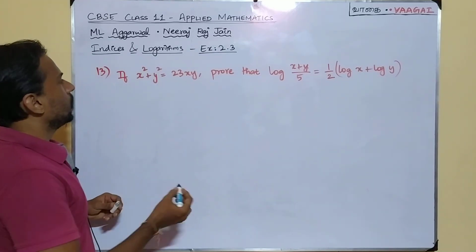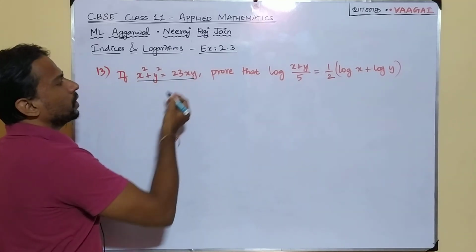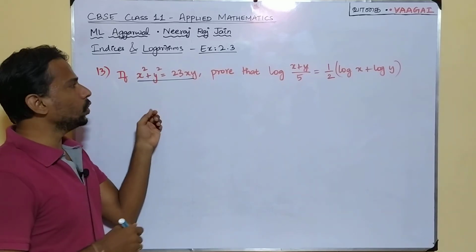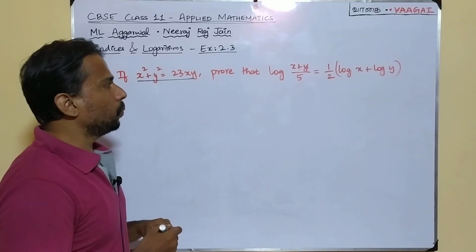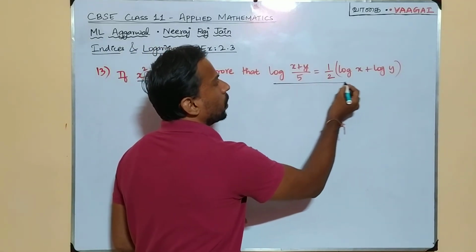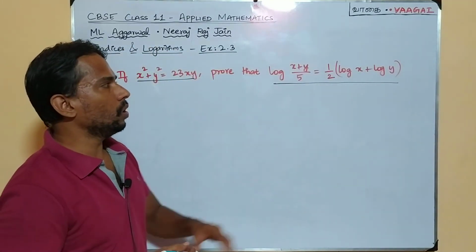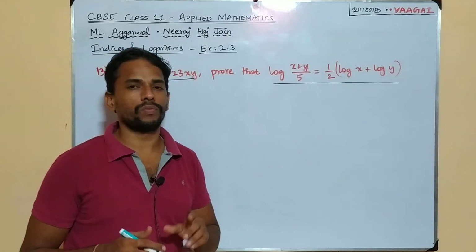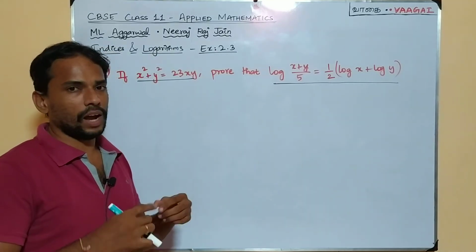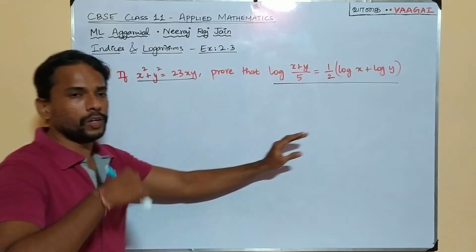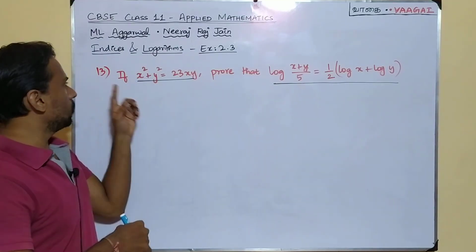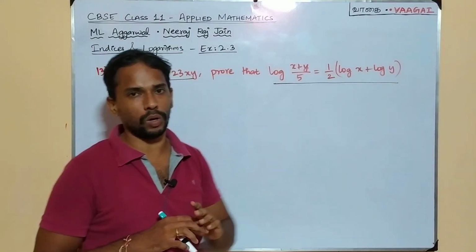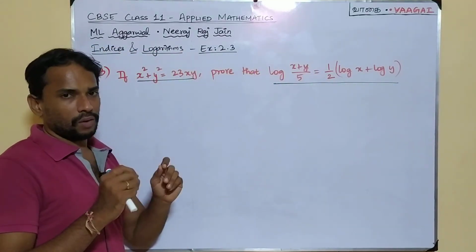Here it is given that if x square plus y square is equal to 23xy, then prove that log of (x plus y) whole divided by 5 is equal to half of log of x plus log of y. This is what we are asked to prove. If you have noticed the previous question, there we were given this part and needed to prove that part. But in question number 13, we are given this and we need to prove the logarithmic form. So we should be a little careful here in proving it.